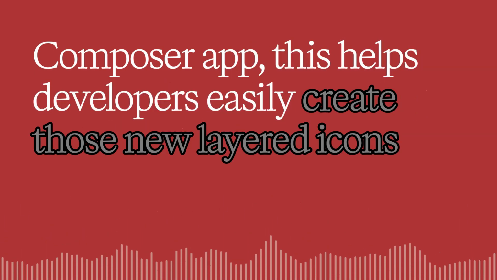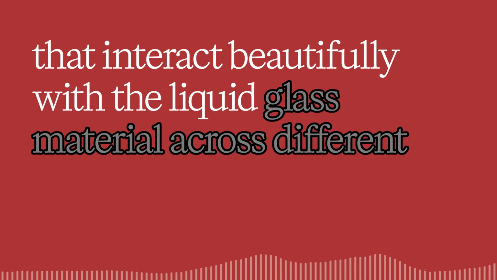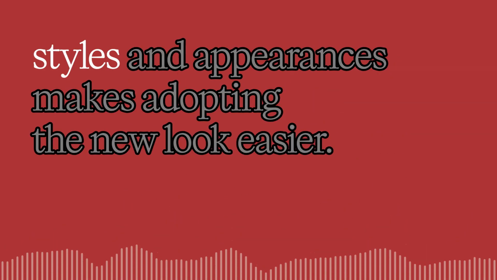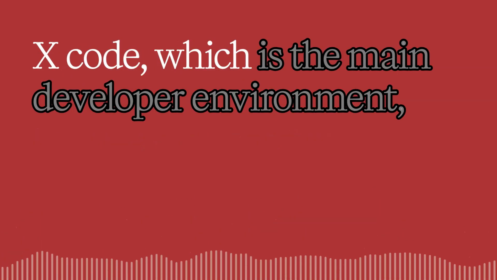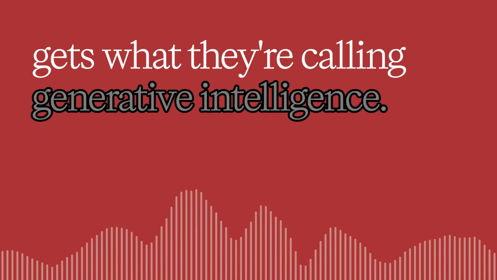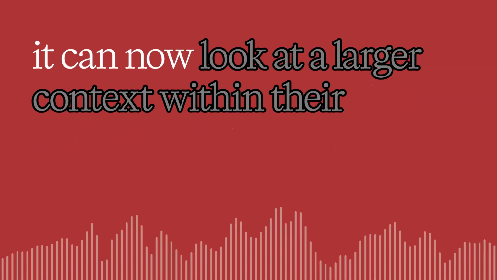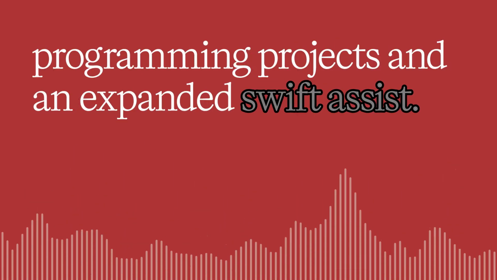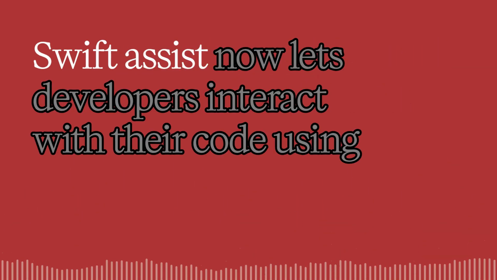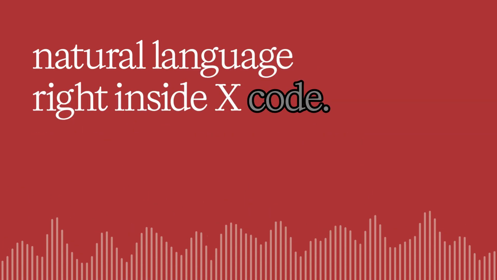This helps developers easily create those new layered icons that interact beautifully with the liquid glass material across different styles and appearances, makes adopting the new look easier. Xcode, which is the main developer environment, gets what they're calling generative intelligence. This means things like more accurate predictive code completion, because it can now look at a larger context within their programming projects, and an expanded Swift Assist.